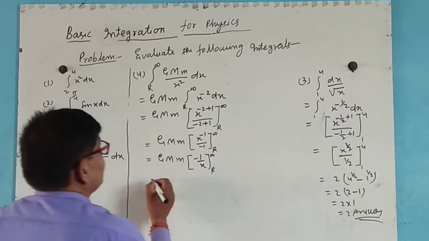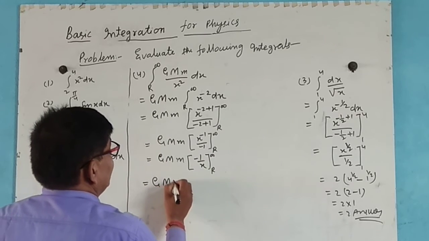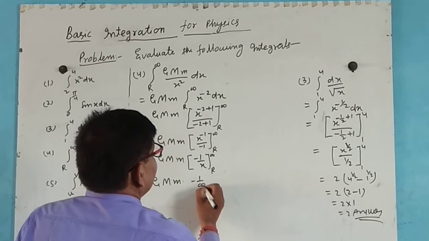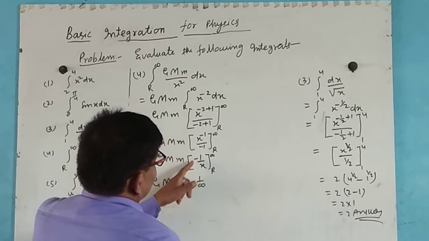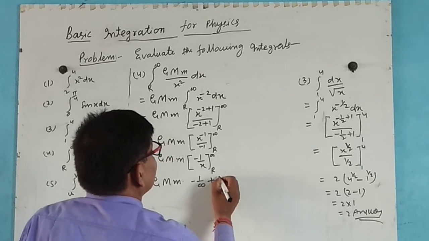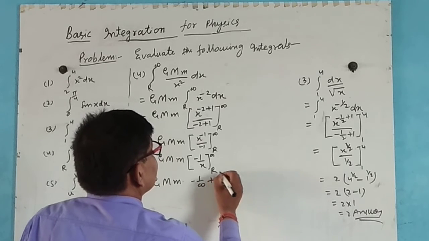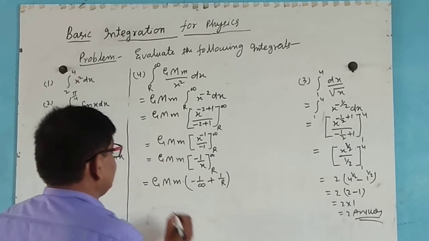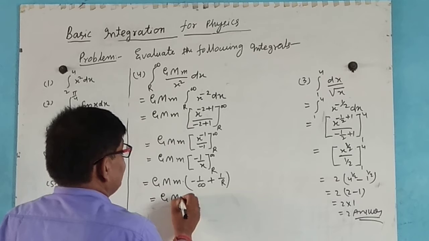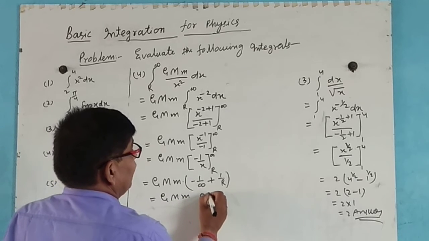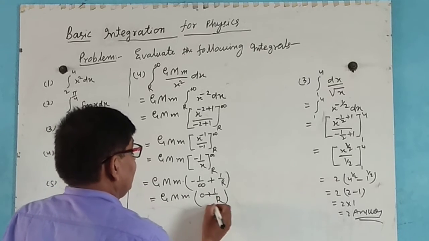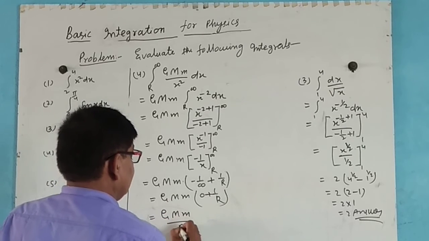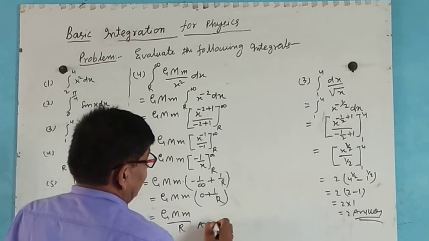We put in G M, infinity: minus 1 by infinity is equal to 0. At the lower limit, this is minus, so this is plus 1 by r. When we divide by infinity, this becomes 0. G M times 0 plus 1 by r, and this becomes G M by r. This is our answer.